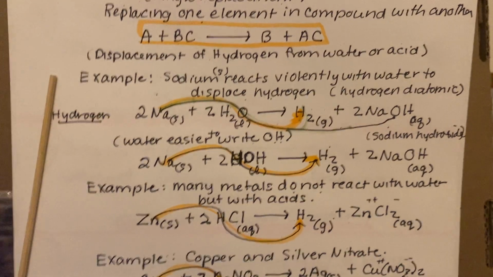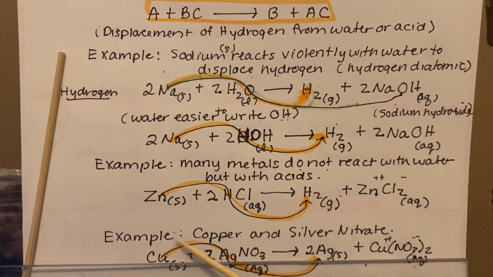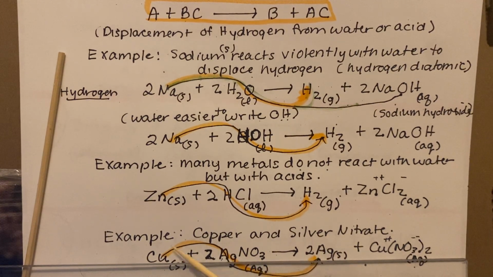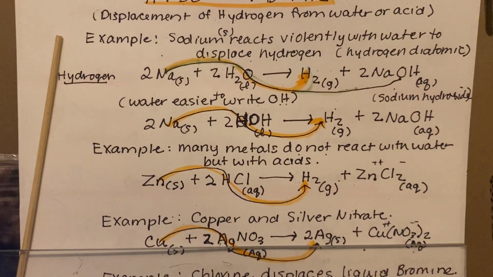So on to the next one there. The same thing is copper and silver nitrate. So we have the copper coming over here, and it's displacing the silver. So 2 of the silvers come loose, and then the copper combines with the nitrate. So we have copper nitrate, and the silver is loose. See how it displaced the silver.